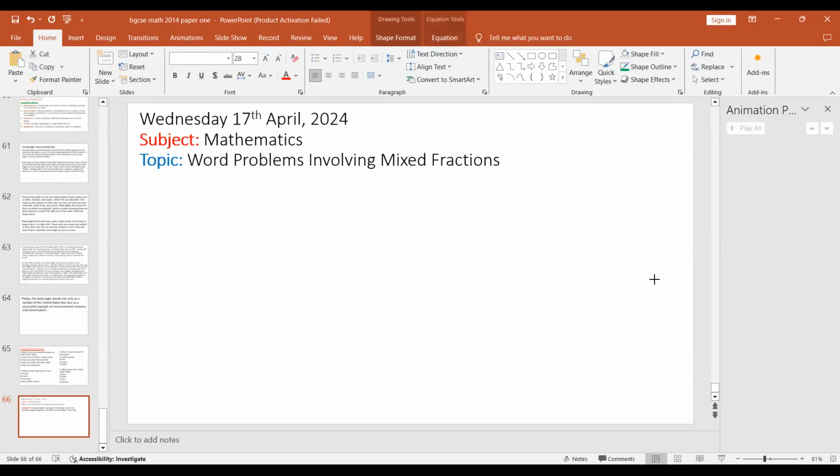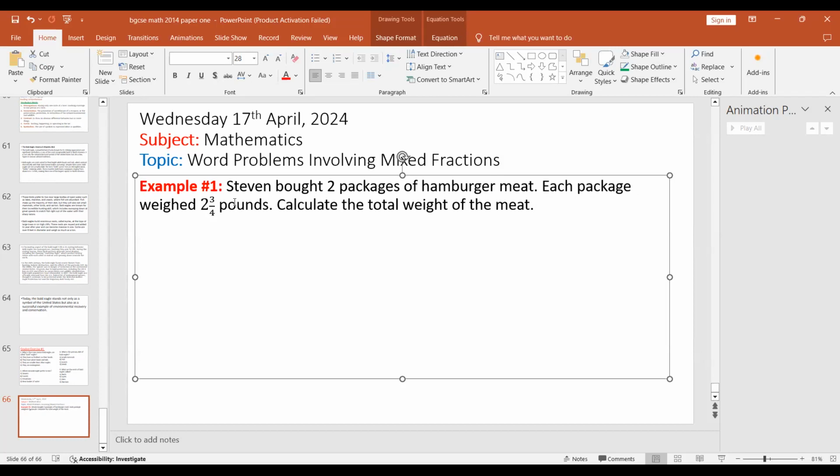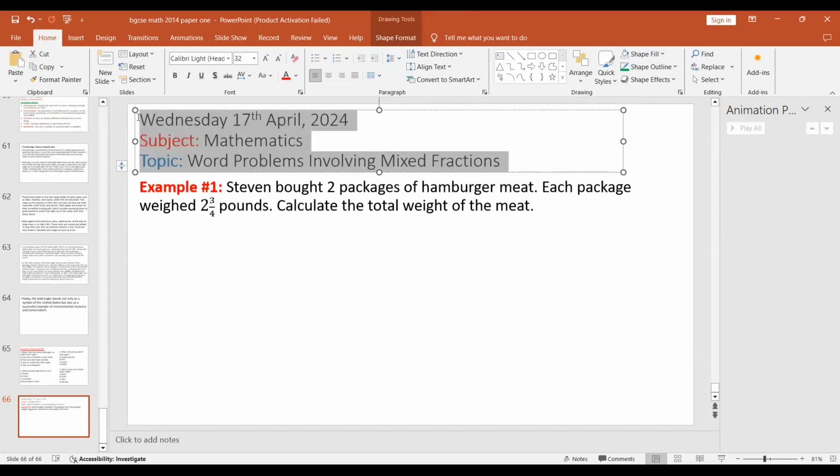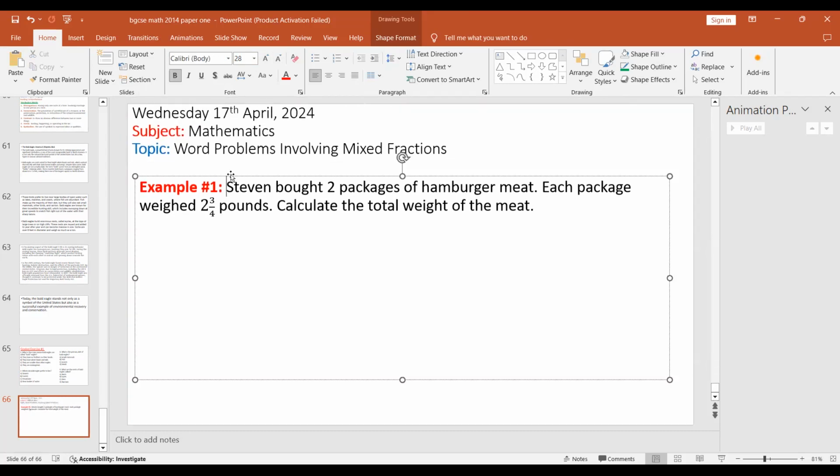All right. Any ideas on how we're going to be able to do this? We turn 2 and 3/4 into a mixed fraction. I said that you turn 2 and 3/4 into a mixed fraction. Change it into a mixed fraction. 2 and 3/4 is a mixed fraction. That's what you would do, Jevin.